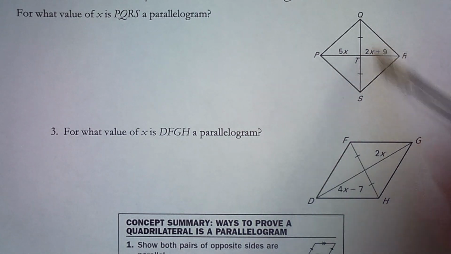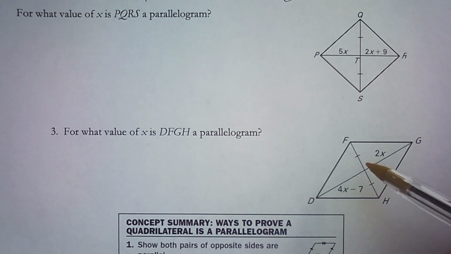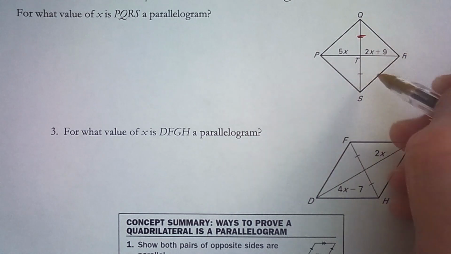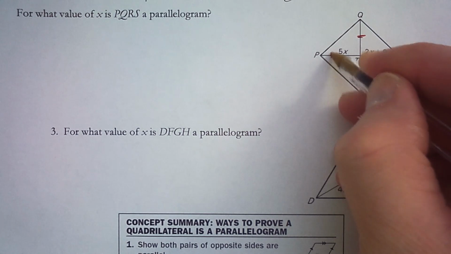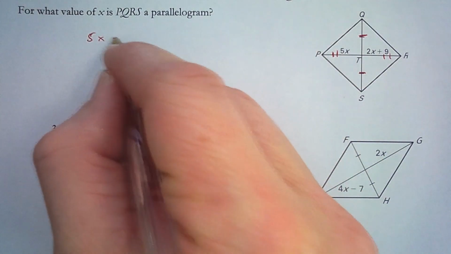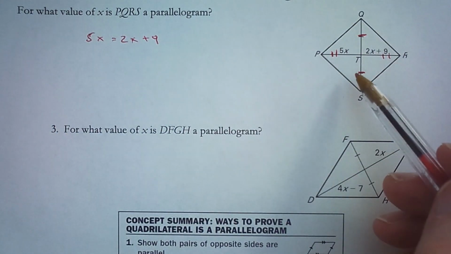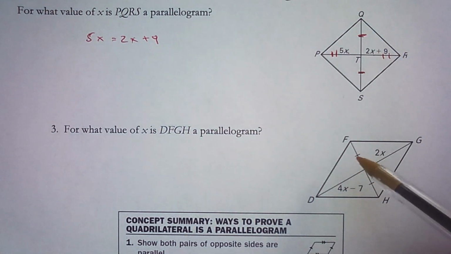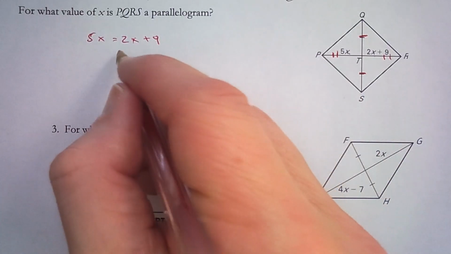For what value of x is PQRS a parallelogram? Okay, so one thing we know about parallelograms is that diagonals of parallelograms bisect each other. Now these are already marked as congruent. If PQRS is going to be a parallelogram, then these also must be congruent, which means that 5x will have to be equal to 2x plus 9. If they are equal, then this is a parallelogram. If these two are not equal, then it is not a parallelogram. In fact, this would be a kite, which is something we will learn about in a future lesson.